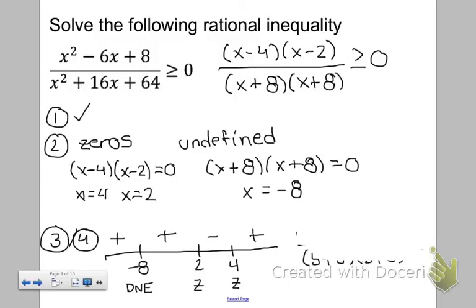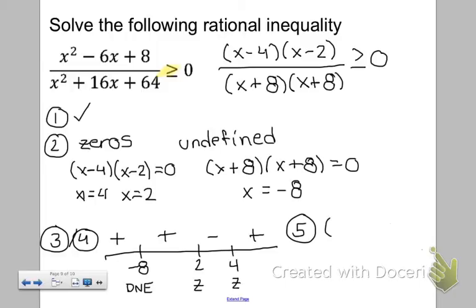Now in our final step, we need to write out our interval. Now remember, this time I'm looking at an interval where it's greater than or equal to 0. So that means if I have a 0, I need to use a bracket now. Remember that undefineds or do not exists never get brackets. They will always get parentheses. So we got to be careful about this one. I'm looking for where it's greater than or equal to 0.